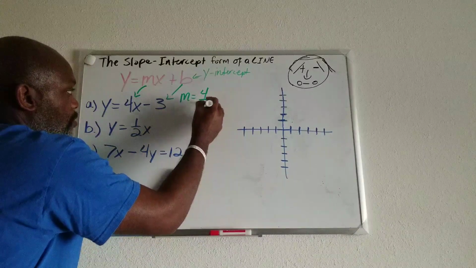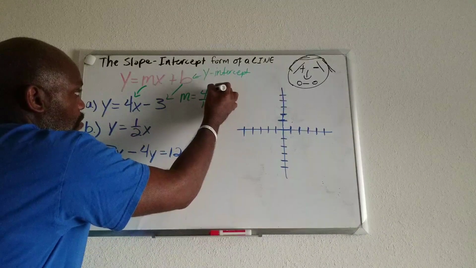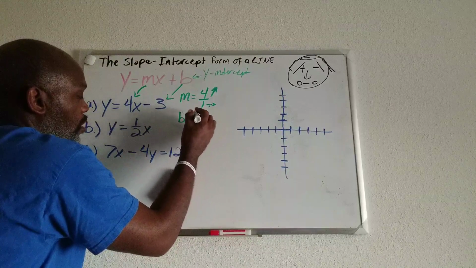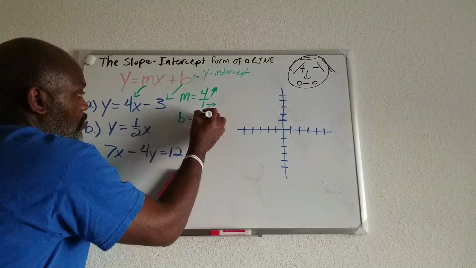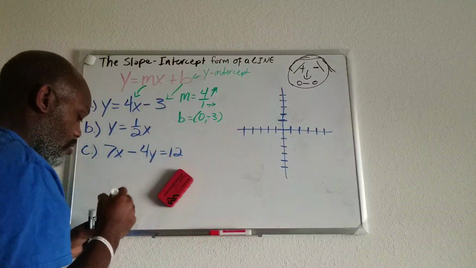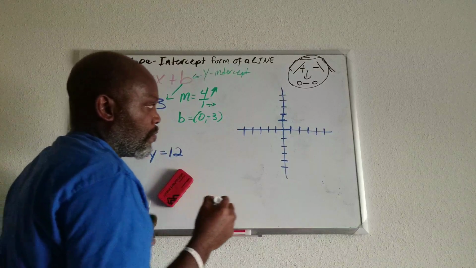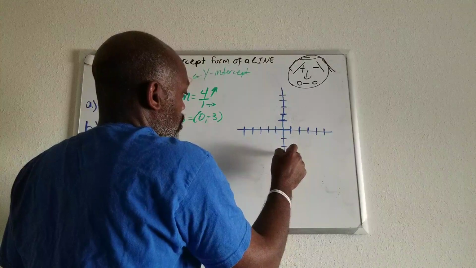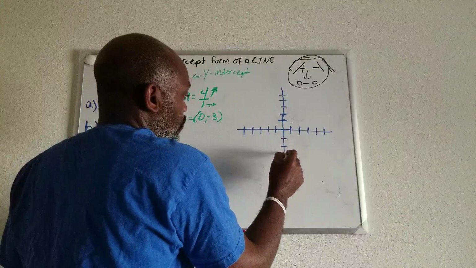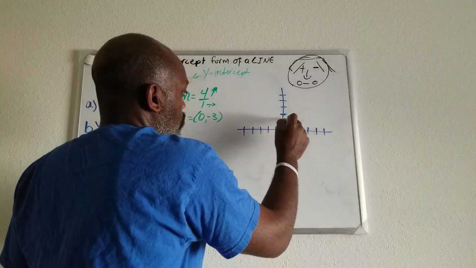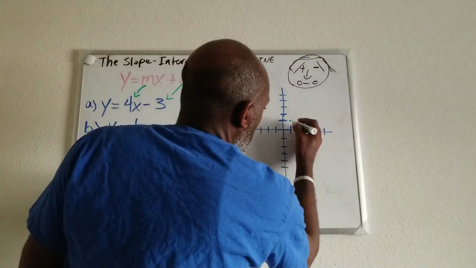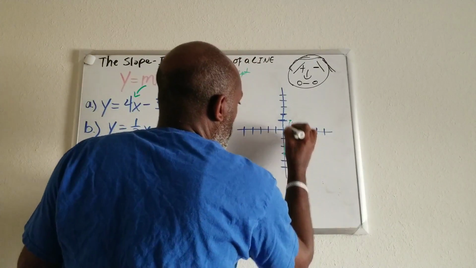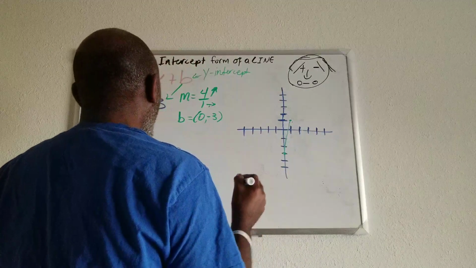Remember, the slope has to be a ratio. Going to go up 4 to the right 1. The y-intercept is where we're going to start. It's our starting location, 0, -3. So the first part is that we're going to do our location, which is 0, -3. Then we're going to go up 4, 1, 2, 3, 4, and to the right 1. And then we're going to connect the dots. Positive slope. Not a great line, but it's a positive slope.